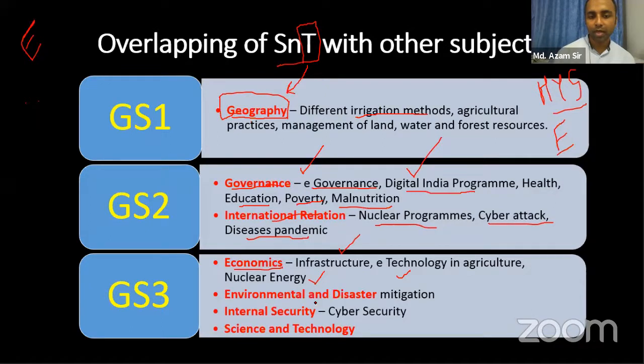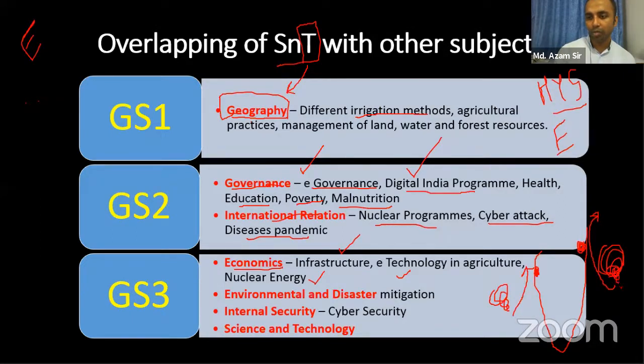Then with respect to environment and disaster mitigation, for example, you must have recently heard about a cyclone that hit Mumbai, and last month there was a cyclone that hit Odisha and the Bay of Bengal. Basically, this cyclone hit the coastal area of Maharashtra, and the other cyclone hit the coastal area of the eastern part of India.